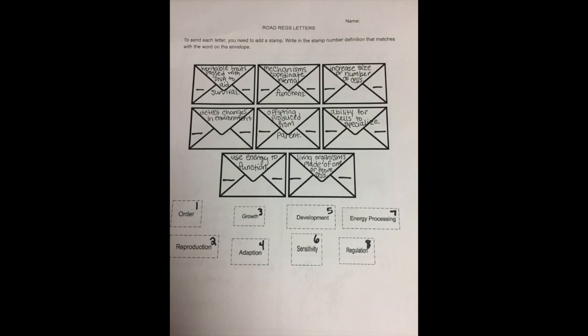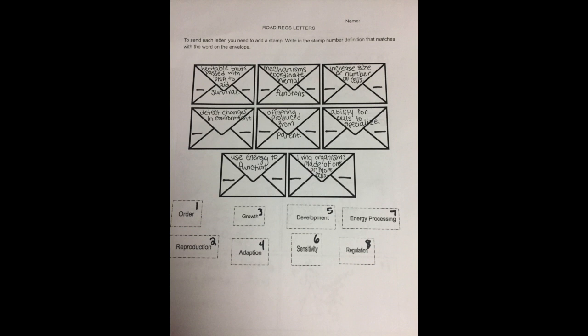So I created a worksheet for students that can practice the meaning of road regs. So here's the assignment. On the top it says to send each letter you need to add a stamp. Write in the stamp number definition that matches with the word on the envelope. So we have 8 envelopes and they all have a definition, and then on the bottom are the stamps with all the words that need to be matched for each definition. So we'll go through it and just see if you know them.